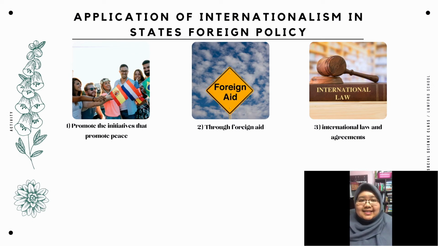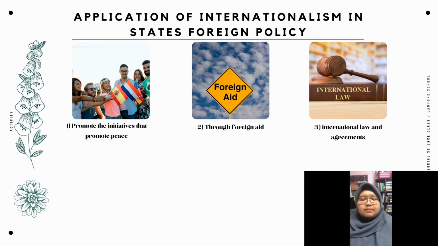So how can states apply internationalism in their foreign policy? Firstly, they can support initiatives that promote peace. Using foreign policy to build world peace is a powerful strategy to promote internationalism. There are two major foreign policy tools that nation states use to achieve this goal. The first one is incentives. It offers closer international relations, and the second one is sanctions. Sanction is about cutting off relations such as trade with a state until hostile behavior stops.